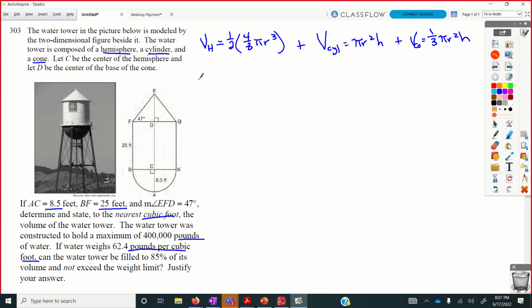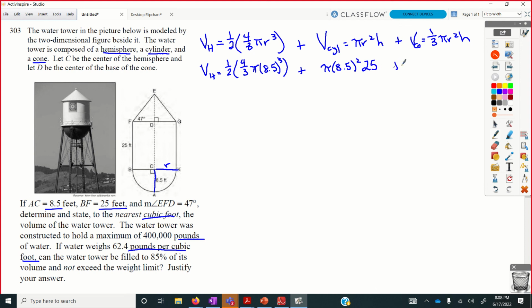Okay, let's plug in. It's a little bit of work here, but we can do the first part, because remember that this line is the same as this line, because this is the radius. The volume of the hemisphere is 1/2 times 4/3 pi times 8.5 cubed. The cylinder we can also do because the radius is the same as the radius of the hemisphere. So the cylinder part is going to be pi times 8.5 squared, and then the height going up and down here is 25.